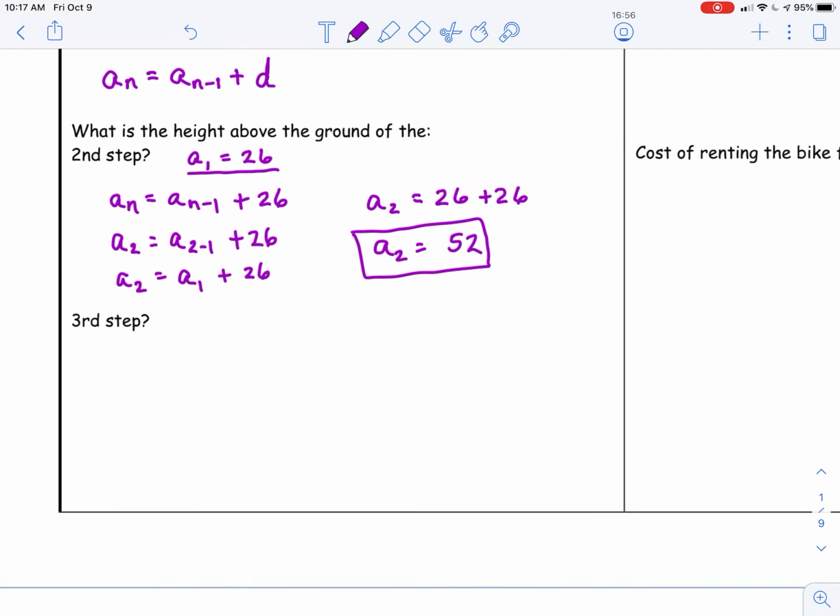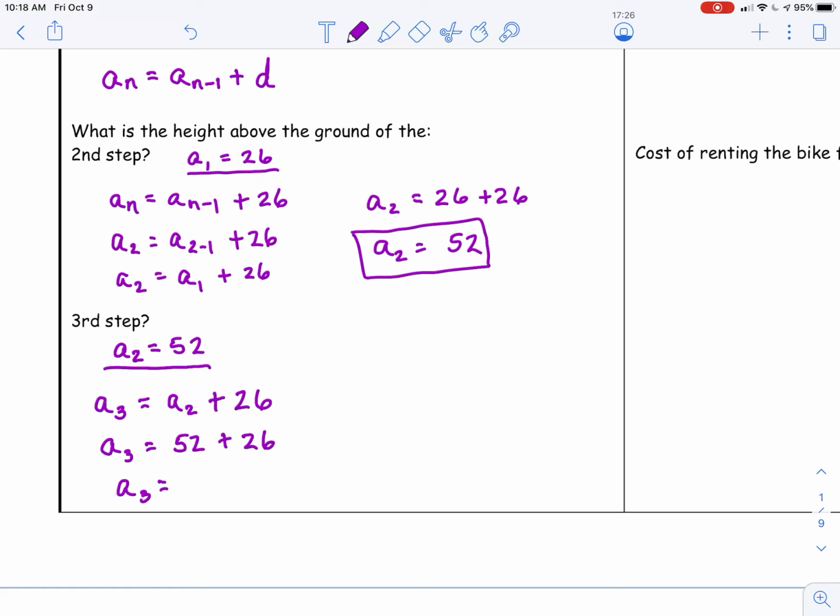So let's look at the third step. Now we just figured out that the second term in our sequence is 52. So we're going to use that right here. I want that to be written at the top here. But now we're looking for the third step. So we're going to call that a with a subscript of 3 equals a2 plus our common difference, which was 26. I'm doing a step at a time here. Let's fill in a2. We said it was 52 plus 26. So our third step, or our third term, is 78 centimeters. Okay, so that's how you would figure those out. That's how you use that.